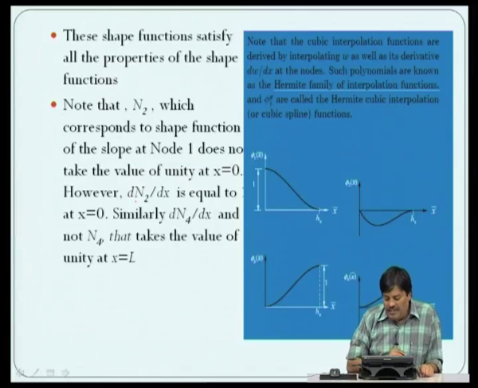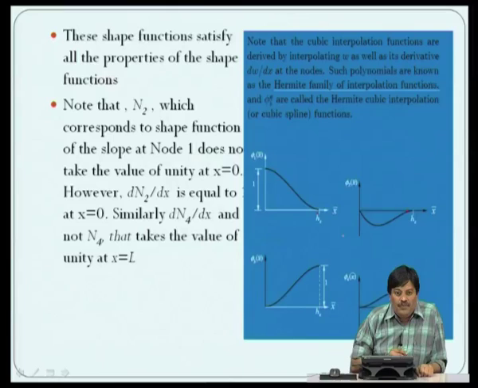And if you plot this, you see the variation: N1 takes a value of 1 at node 1 and 0 at node 2, and the slope dN2 by dx takes a value of 1 at node 1 and 0 elsewhere. This is N3, which again corresponds to the transverse function. So, this is how the shape functions vary.